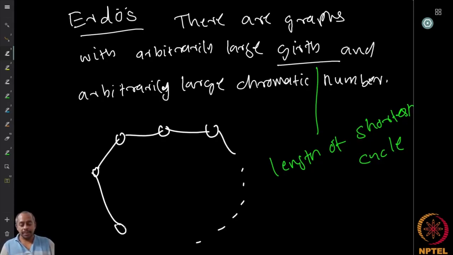So there is not going to be any other edge connecting these, right? If there were such an edge, the cycle would become smaller. So you will have all the cycles be large enough in the graph.